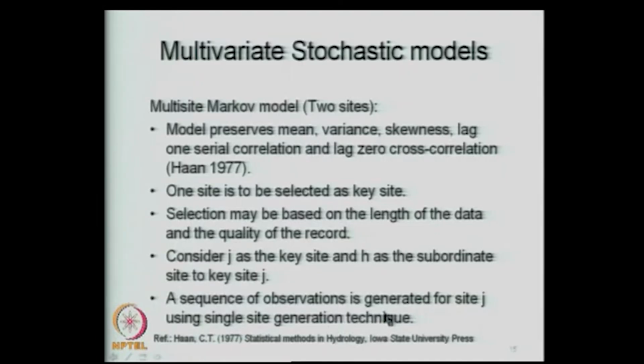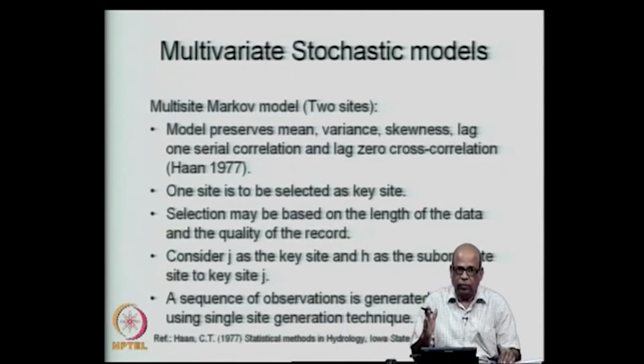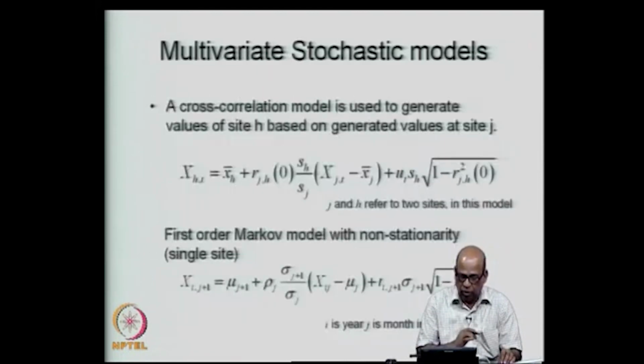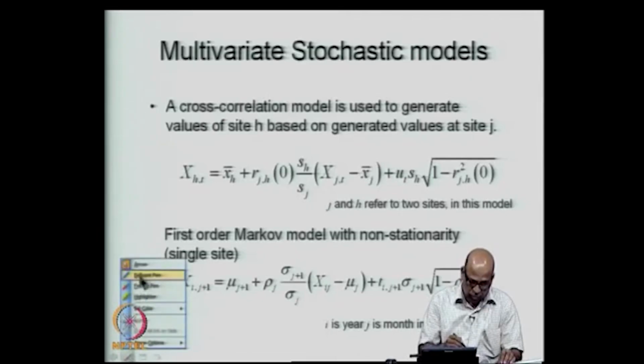So, what we have done? We have identified the key site, which is the site j, used the single site model and generated the data. You use either the stationary model or the non-stationary model. So, at j you have already generated the data. Now, you move to the subordinate site. The subordinate site I am denoting as H.